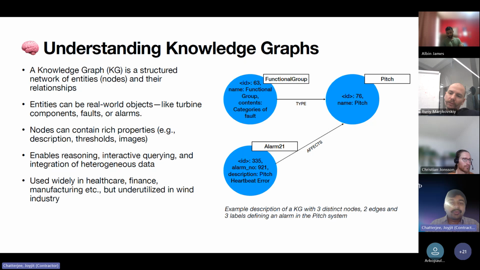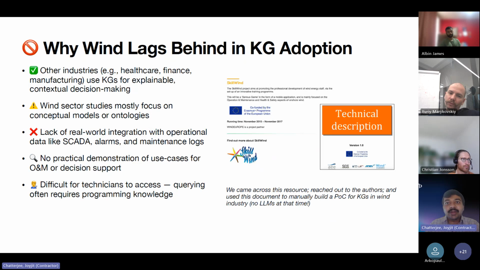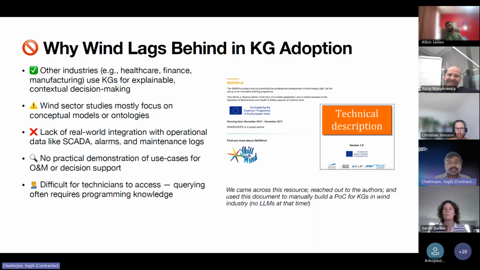So that is what I tried to create, as you will see from the manual. There was nothing when I was looking at it like three years ago or something. I didn't find any available resource online. So I then came across this Skillwind project, which seemed to have a technical description manual of a couple hundred pages that the authors had worked on, which showed how you could train engineers and technicians. It was kind of a training manual for engineers and technicians in the wind industry.